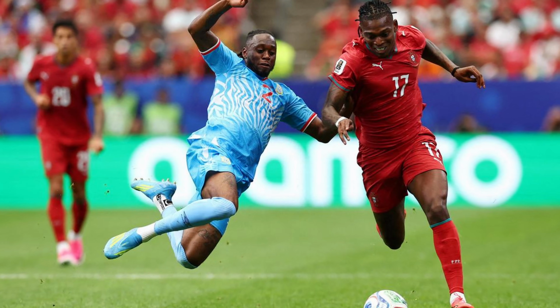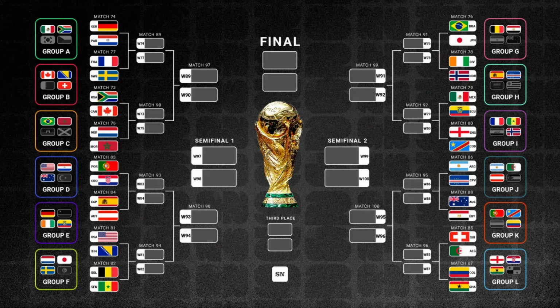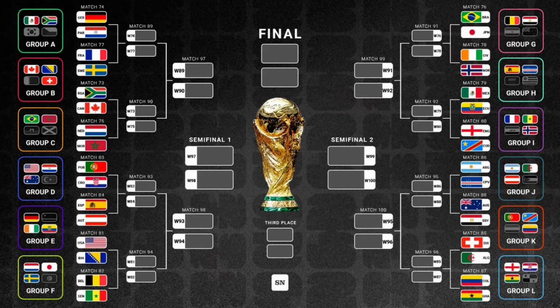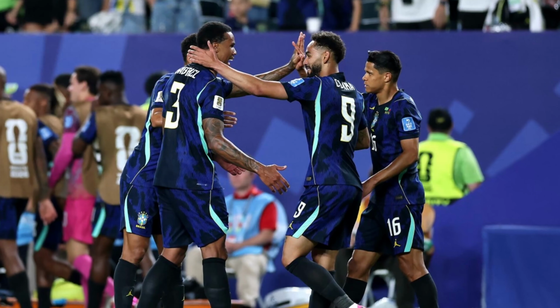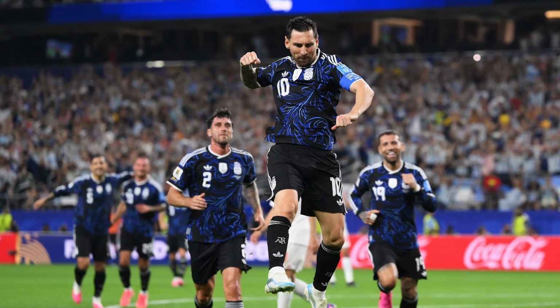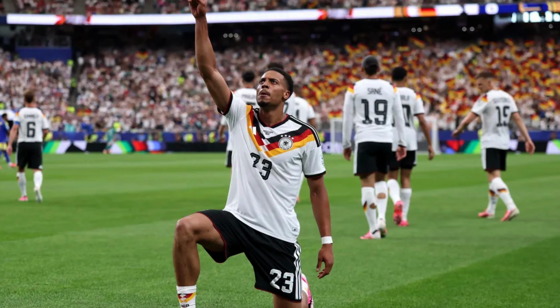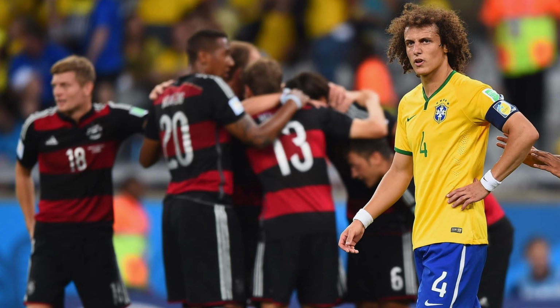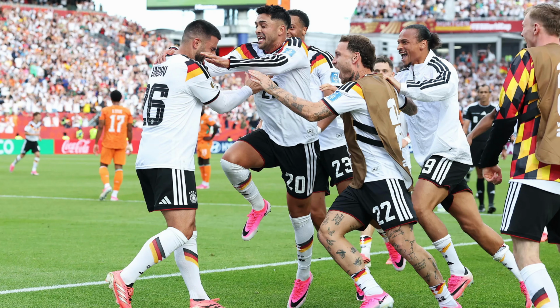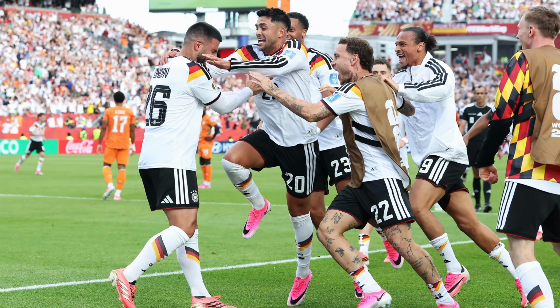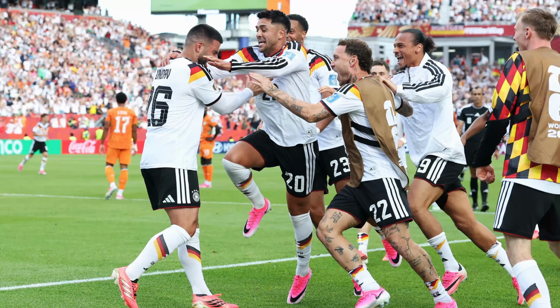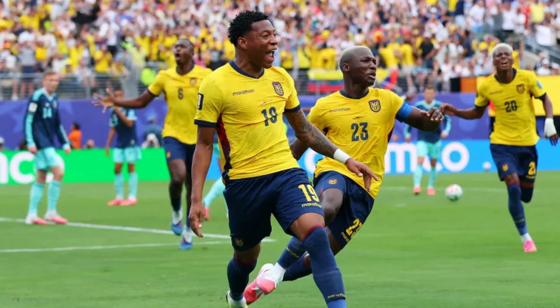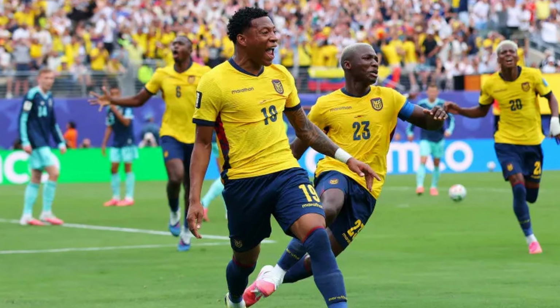FIFA World Cup group stage is over and now it's time for the knockouts. Many teams had a great start such as France, Brazil, Argentina topping their groups. Germany thrashed Curaçao in their first match with a scoreline of 7-1, reminding one of the brutal memory of World Cup. Their run continued with another 2-1 victory over Ivory Coast. But in their last game, Ecuador stunned Germany with a 2-1 win, qualifying for the knockouts.